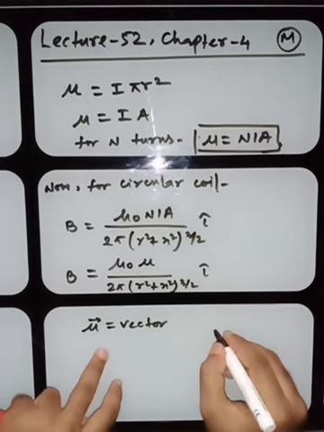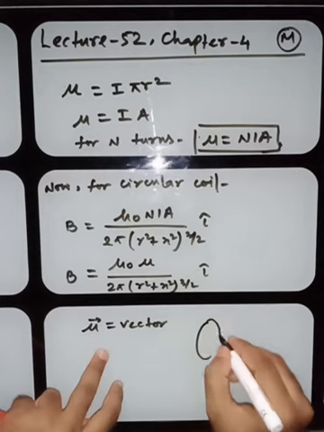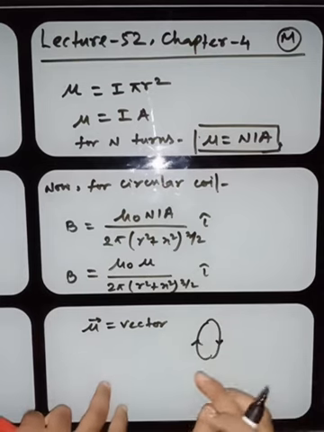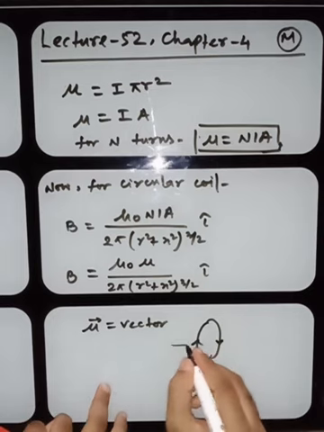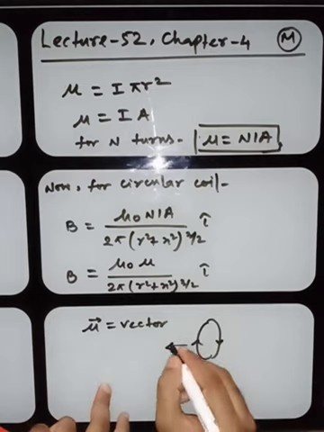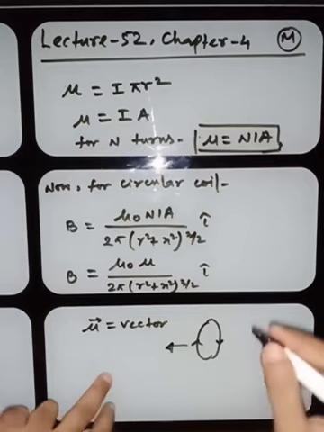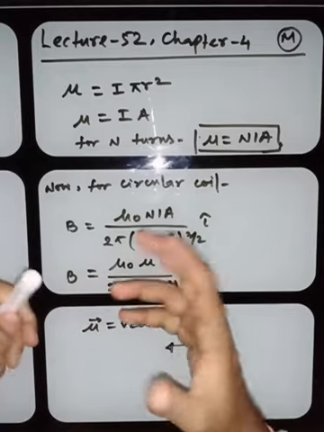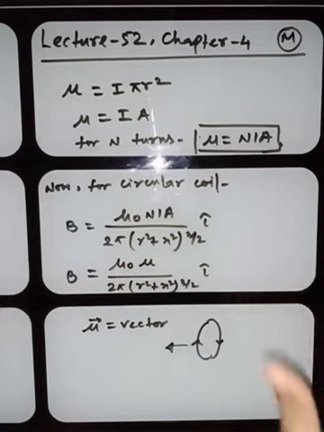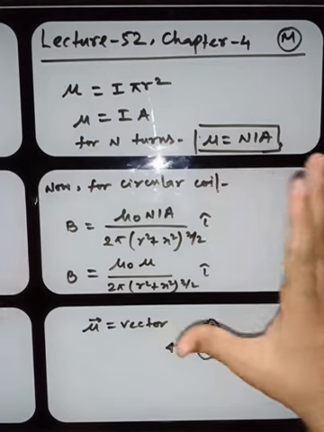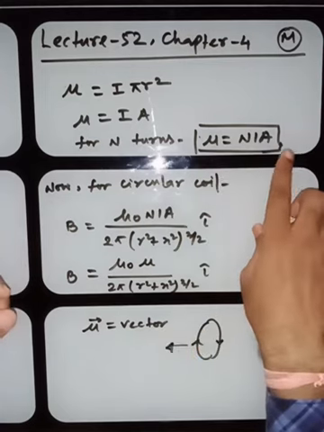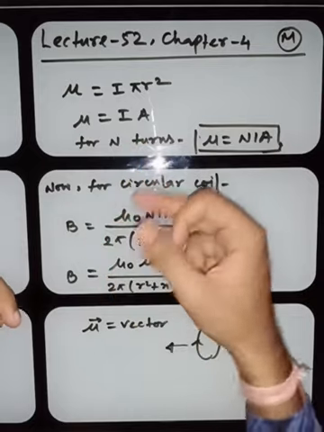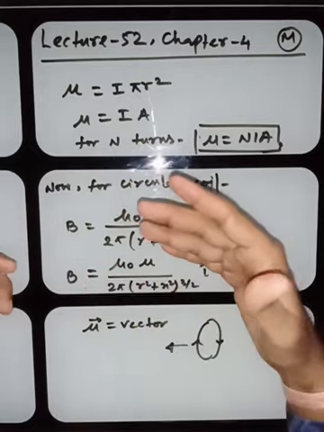If this is a coil, and current is moving in this direction, then magnetic dipole moment will be in this direction, basically. You can give the direction of magnetic dipole moment along the direction of magnetic field. All right, I hope that you got the magnetic dipole moment. It is NIA for N turns, and simply it is the product of current flowing through the conductor and the face area of the conductor.